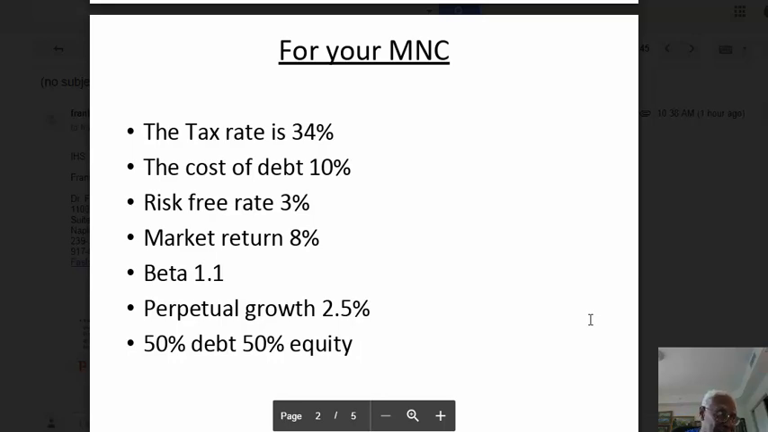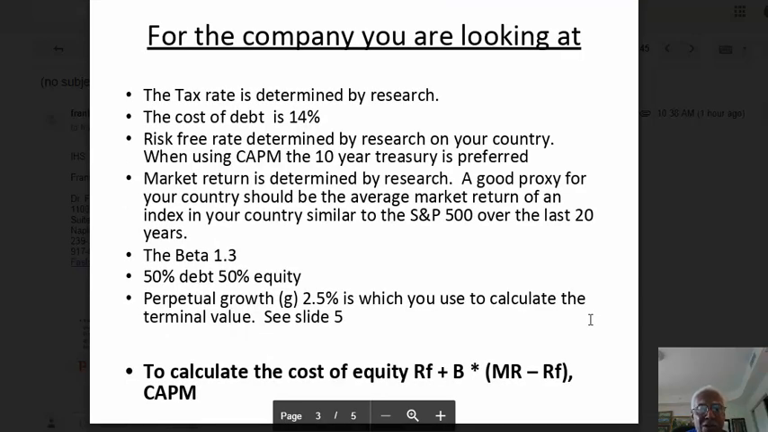The debt to equity for your company is 50-50, but that's not important. What's important is the tax rate for the company that you're going to buy. If they're in the UK, you've got to do some research and find out what the corporate tax rate is in the UK. The cost of debt I've given you, so you don't have to go out and calculate that.